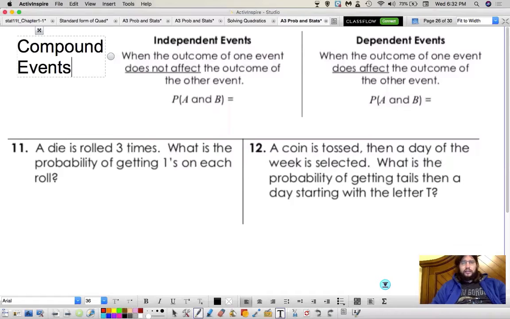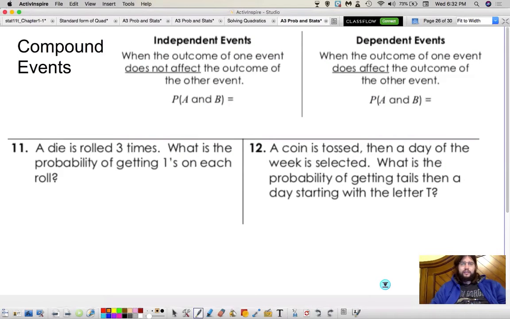All right, so let's continue by looking at compound events. Whenever we have multiple events happening, rolling a die, flipping a coin, anything more than one event happening, it's a compound event. Now the events can either be independent or dependent. If they're independent, then one event happening has no effect on the other one. If they're dependent, then the outcome does affect it.